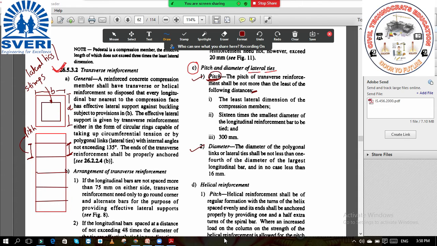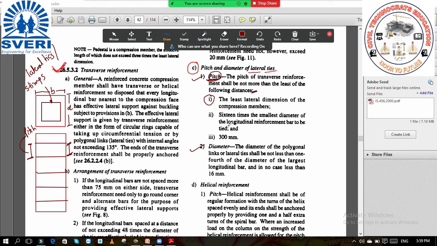If the B is less, then suppose a 200 by 300 column is there. So what is the least dimension? 200 mm. So your spacing between the stirrups, according to the first clause, the first number, should be 200 because the least dimension is 200.